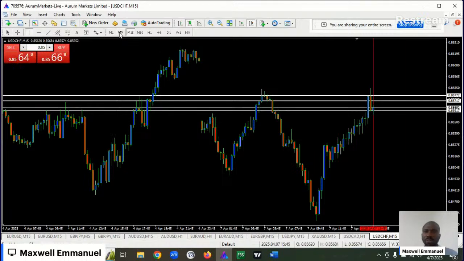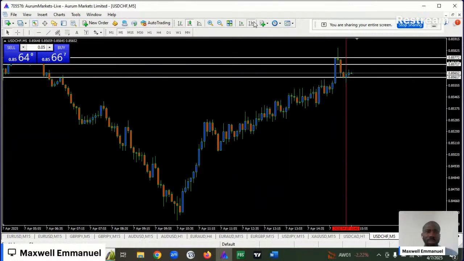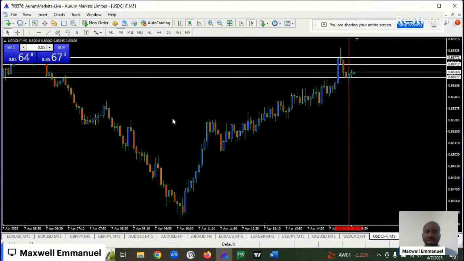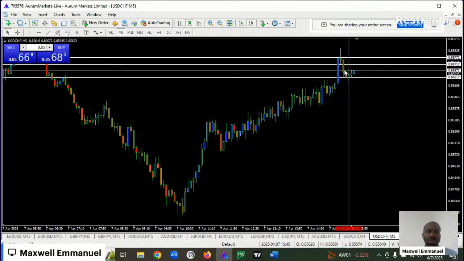If you go down to 5 minutes, you'll be able to identify the reversal pattern. So you can see the pattern that formed after the gap got filled. This is a shooting star, or you call it a spinning top. So this tells us that USD CHF is bearish. Okay, it is bearish. That's created a fair value gap.